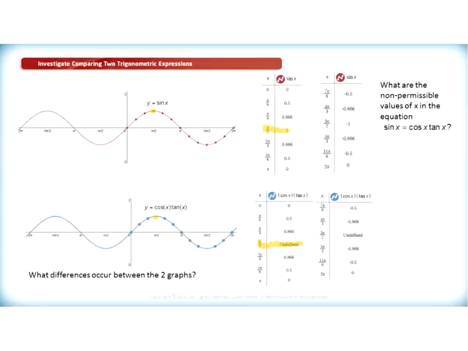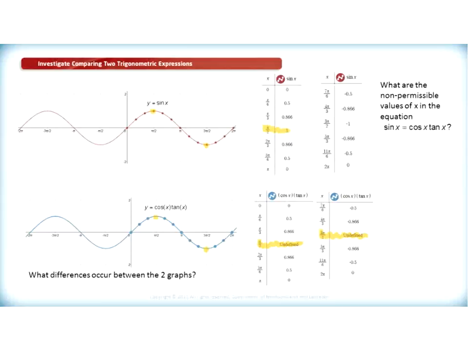And the reason being is because it's undefined. There's actually an open dot at that location. We don't see it, but it's actually there. So this graph is actually undefined for that value of x. If you look a little closer, it's also undefined at 3 pi over 2. Again, there's no dot located here, only an open dot, whereas on the graph of y equals sine x, there is a solid dot. So this is a major difference that's occurring between the two graphs.